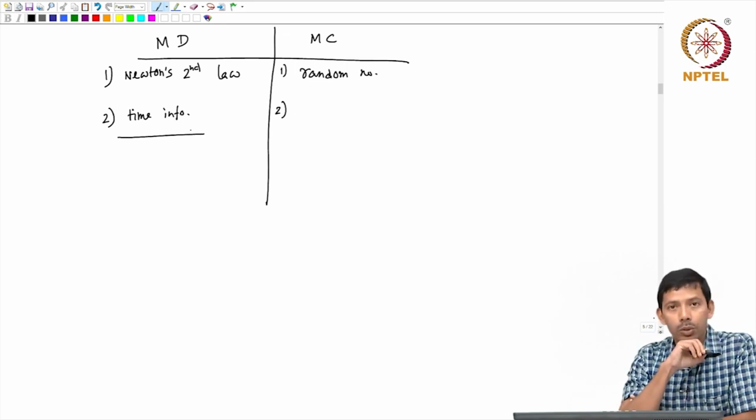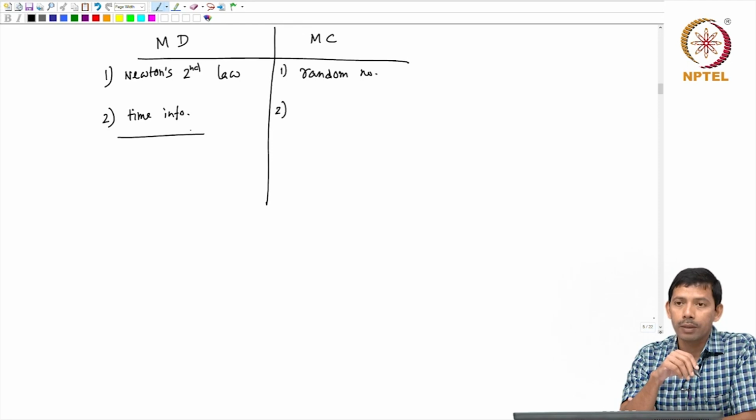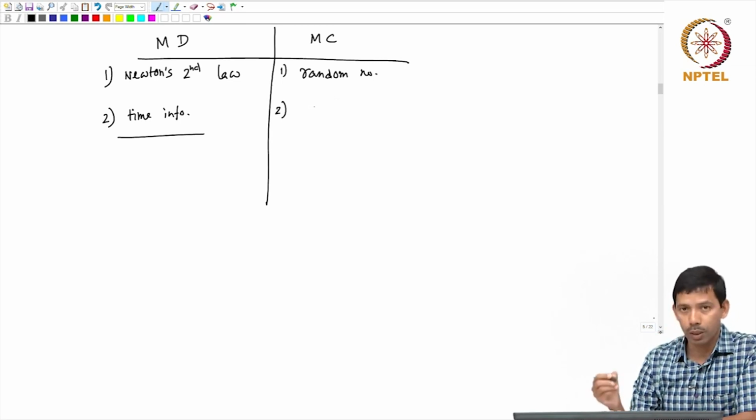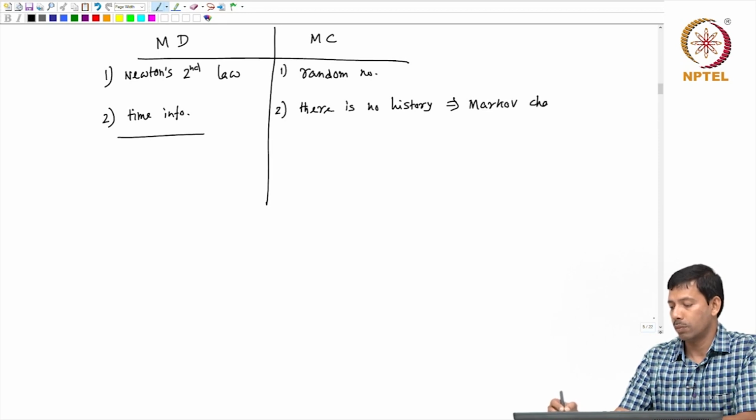Whereas in Monte Carlo simulation, our new configuration depends only on the preceding step, and it does not have any memory of what the configuration was before the preceding step, and that's called the Markov chain model. So, in Monte Carlo there is no history, and it follows the Markov chain model.